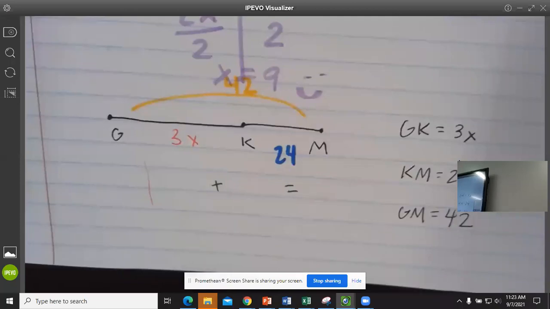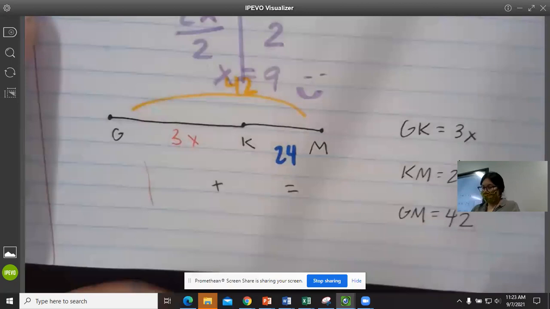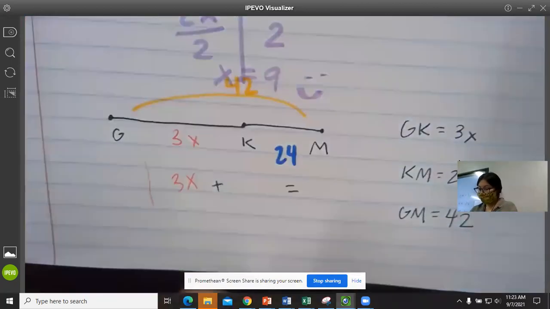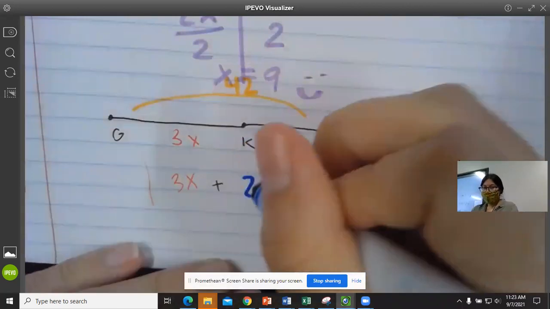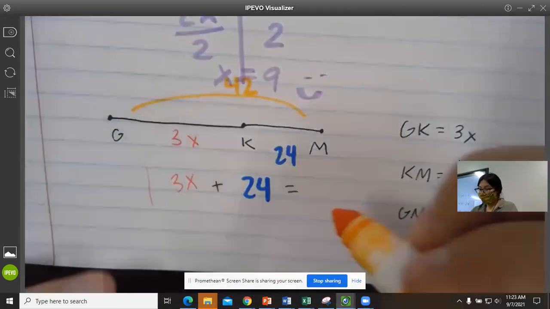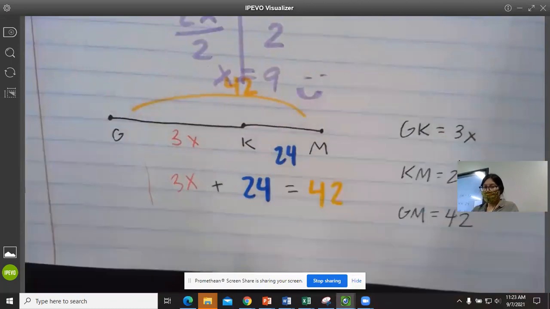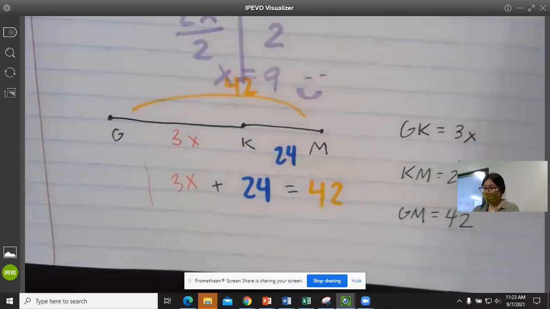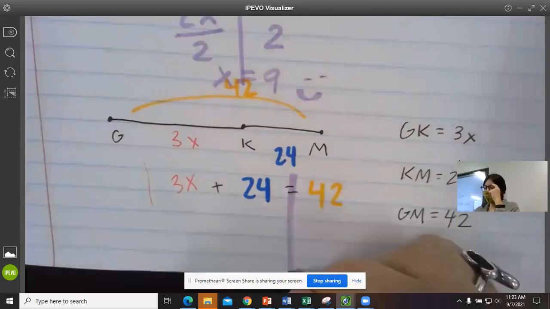All right, so we're gonna solve on the board, and then you'll do the rest of the practices. Okay, 3x plus 24 is the whole thing, 42. And we're gonna solve. A lot of people had this on the right track.